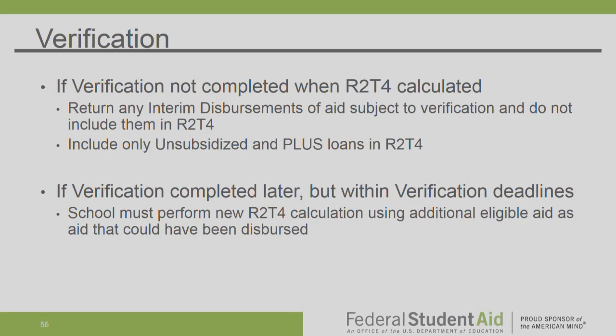It may be that you have post-withdrawal disbursements to make if indeed the student completes the verification within the timelines, and the student is still eligible for a late disbursement under the requirements in 34 CFR 668.164. So that's an important thing to remember. When you have a student that dropped out, if they are still in contact with you and they end up completing verification later on, you do need to redo that R2T4 calculation.